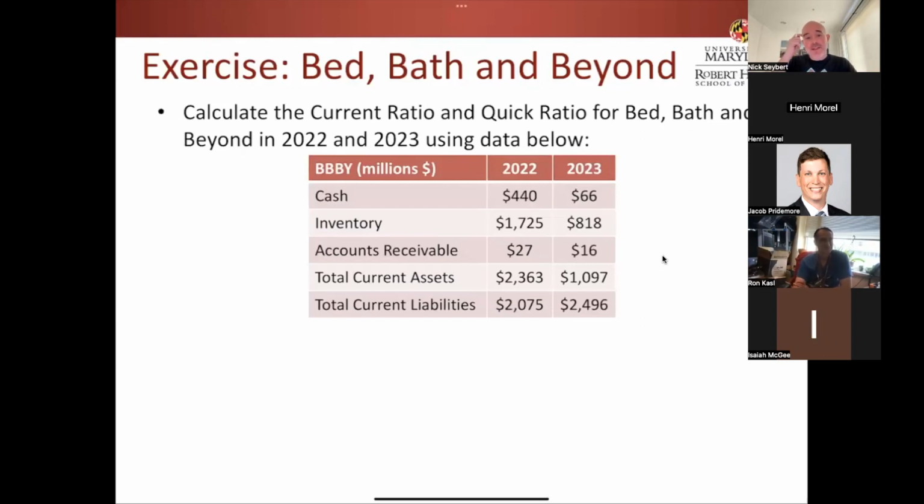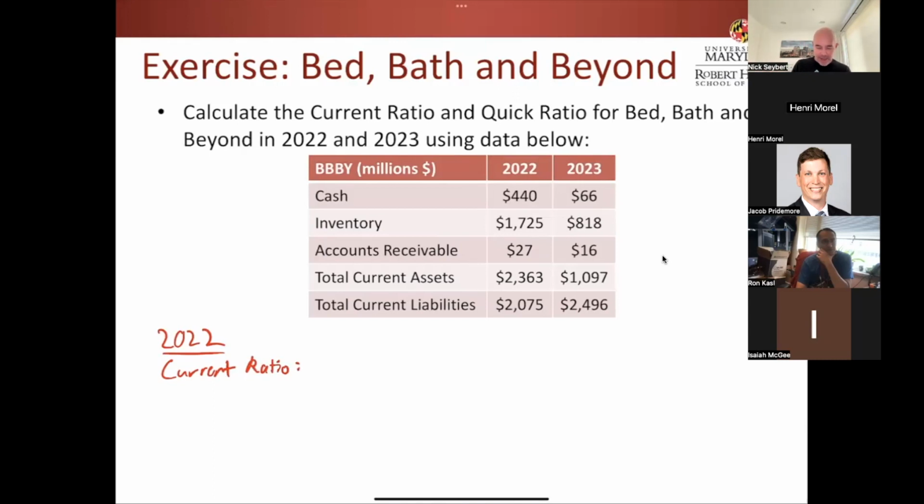Okay, so let's calculate the current ratio and the quick ratio for Bed Bath & Beyond here. Up until now, we've been comparing a company to another company. Now this is a time series analysis. Let's look at what general picture we get of Bed Bath & Beyond last year versus this year, okay? So the current ratio for 2022, these are pretty easy, right? It's just current assets over current liabilities.